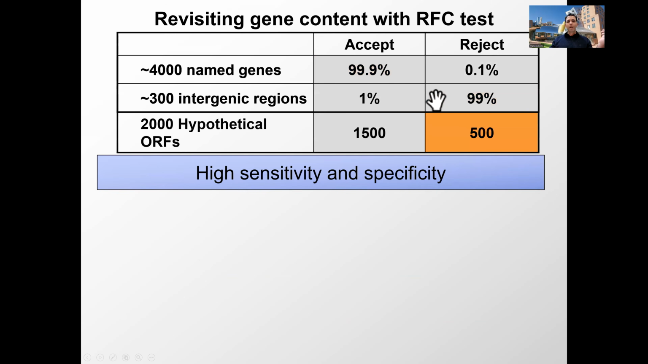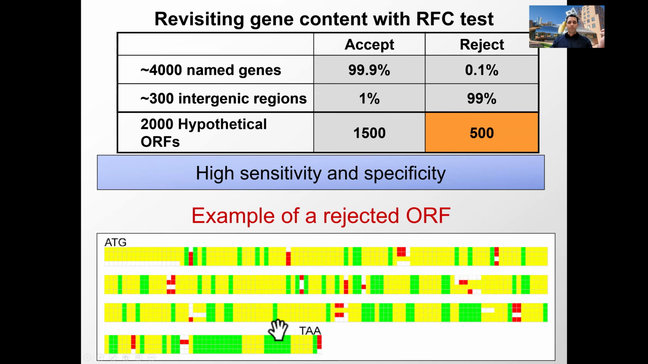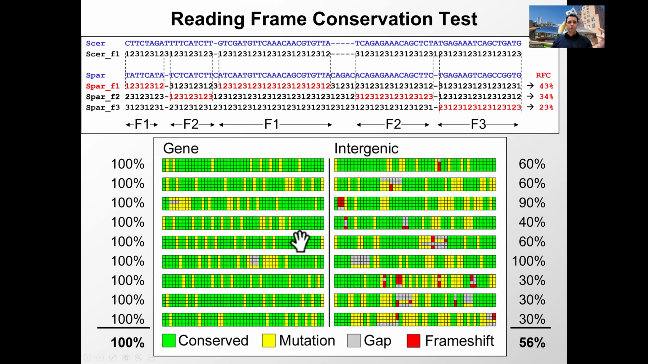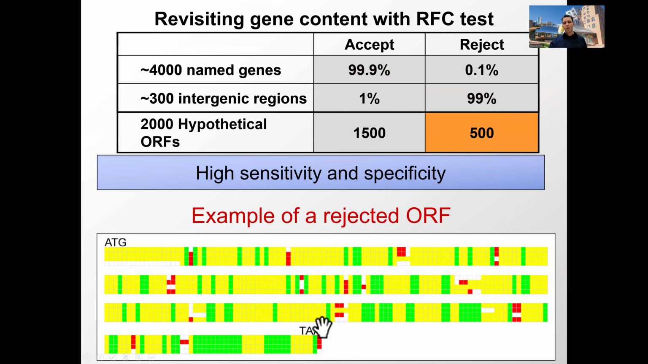specificity. But if you now take 2,000 hypothetical open reading frames, these are genes that were not previously named, what you see is that 500 of them are simply rejected by the test, suggesting that perhaps they're not actually protein coding. And what you see here is one such example of a rejected ORF, where you don't see this periodicity of mutations that you see here. So over here in a protein coding region, you see conserved, conserved, not conserved, bang, bang, poof, bang, bang, poof, bang, bang, poof. Throughout, you see this periodicity of conservation. Whereas here, you see no such periodicity. You see a bunch of insertions, and you see random stop codons.